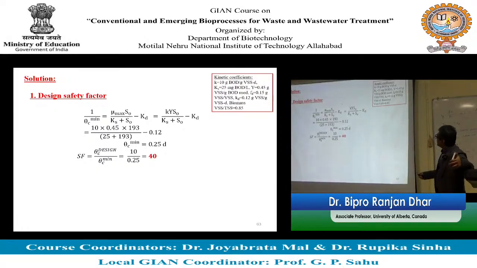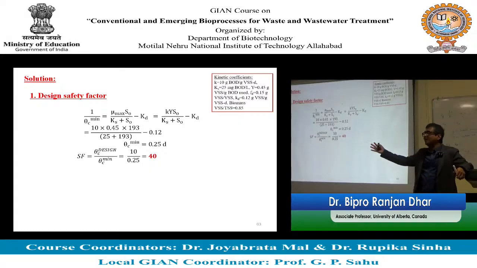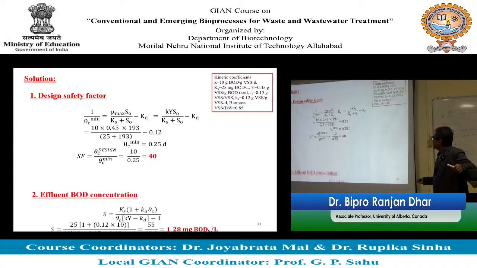So here SRT is 10 days. So 10 divided by 0.25, I have a safety factor of 40, right? Which is much more than recommended.